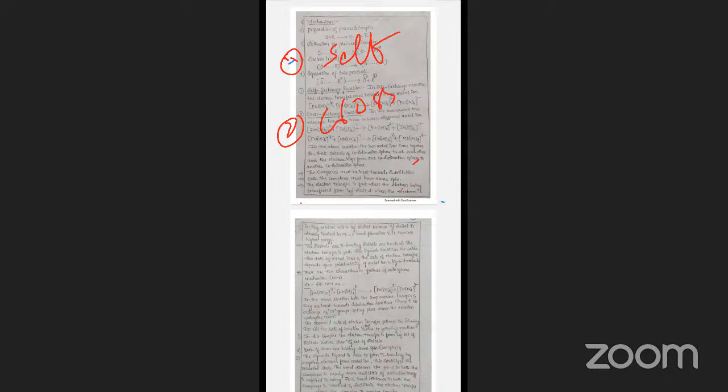For example, here, the hexacyanoferrous complex to hexacyanoferric complex. Electron transfer takes place from hexacyanoferrous complex to hexacyanoferric complex, or hexacyanoferric complex to hexacyanoferrous complex. This is what a self exchange reaction. Now you see here the Fe(CN)6 4- is there. That is the ferrous complex.